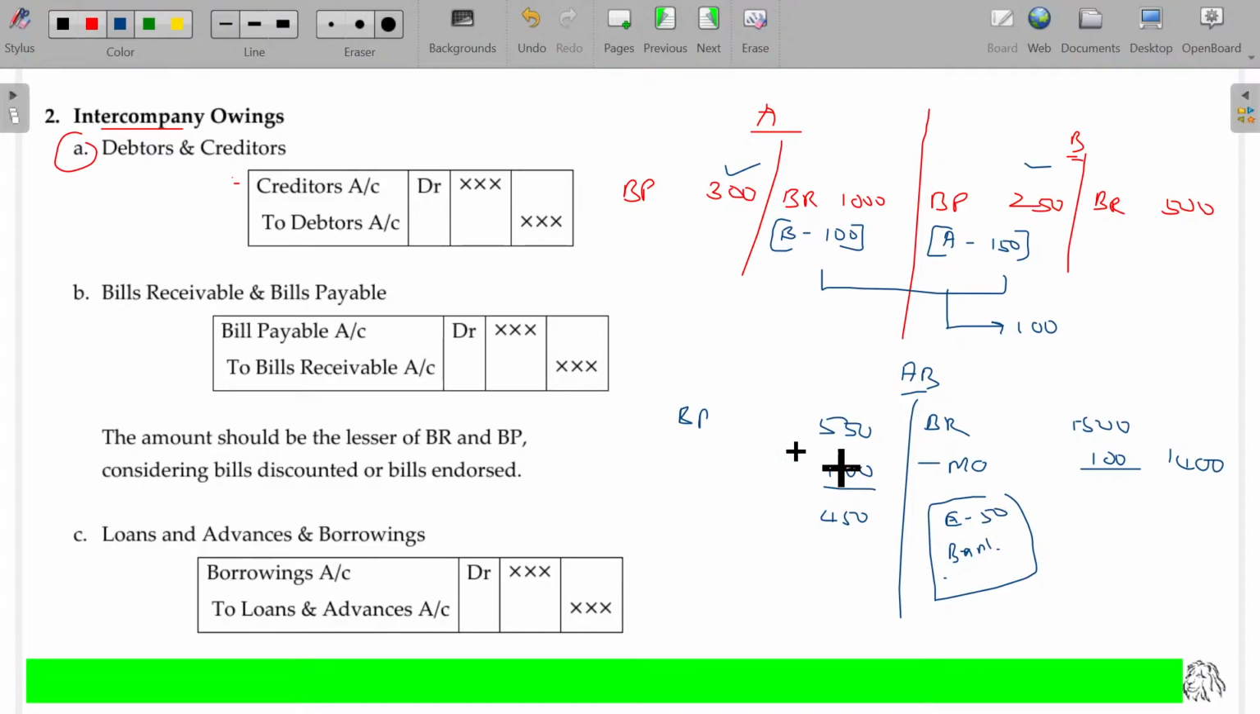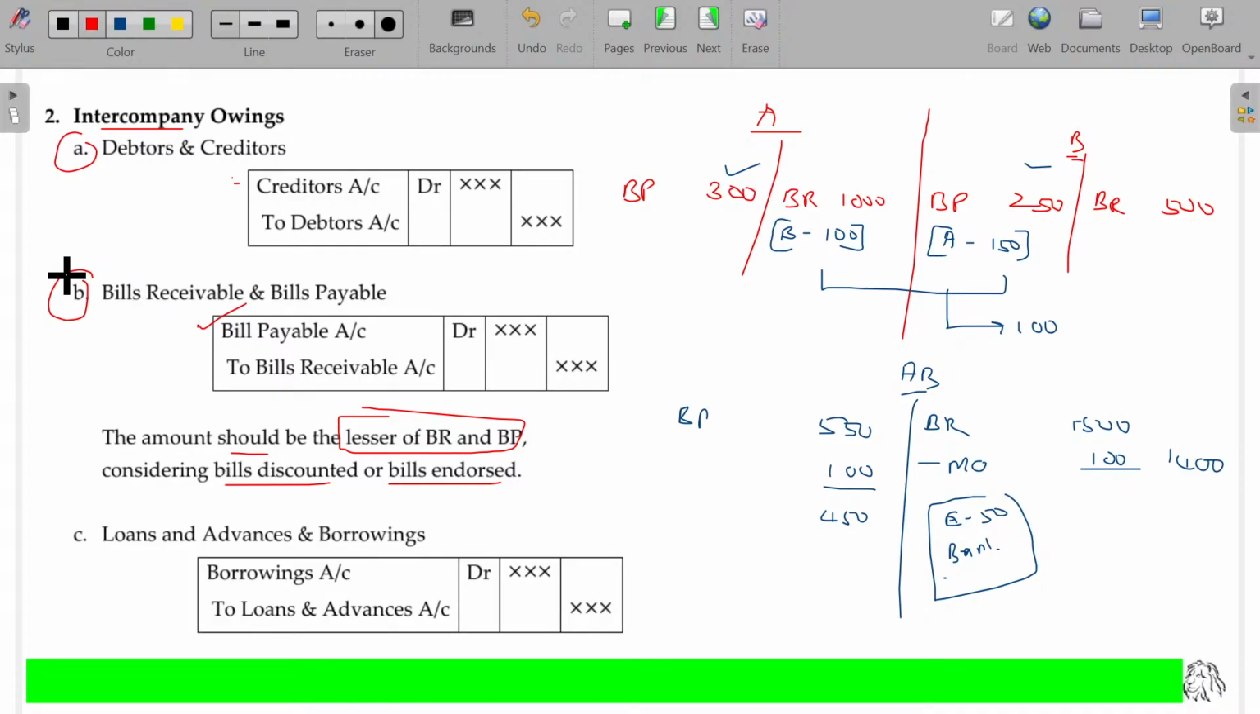Okay. So in BR and BP, bills payable is cancelled by debiting. Usually bills payable is a credit balance, so to cancel it, it is debited and BR is credited. The amount should be the lesser of BR and BP, considering bills discounted and bills endorsed. Is that okay? That's the logic, and you have to keep that in your mind for bills receivable as well as bills payable. Is that clear?